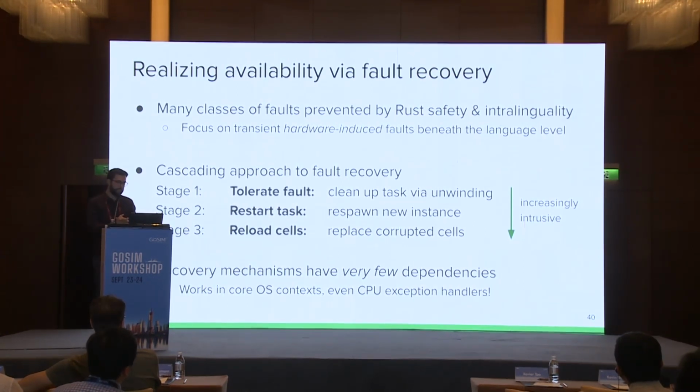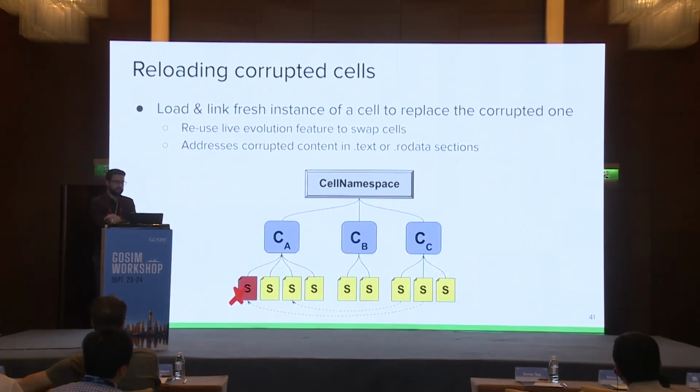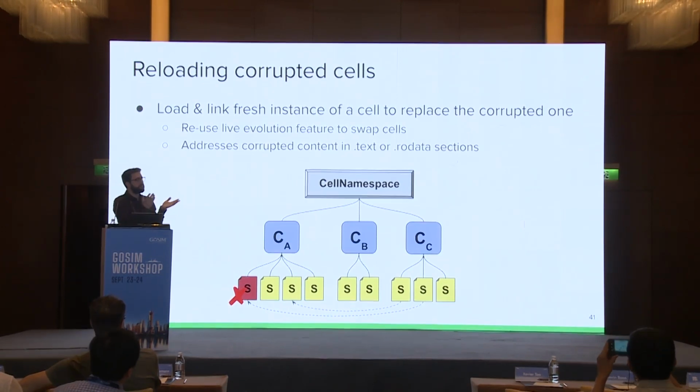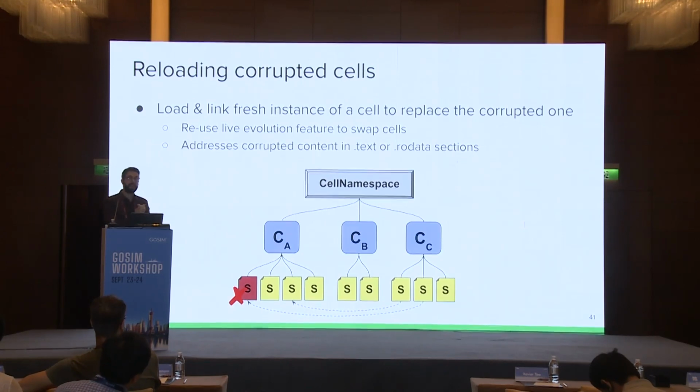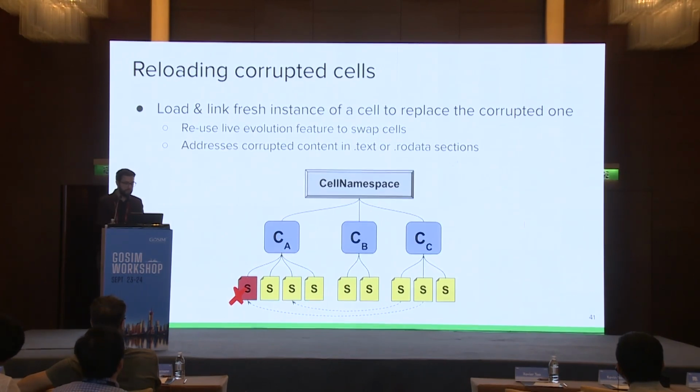Something I want to highlight here is that these mechanisms for recovery have very, very few dependencies, right? So you can actually run them in a CPU exception handler, which is pretty strange. So here's just a quick and dirty diagram of how this might work. So let's say a fault happens, right? You had a random bit corruption occur that made you have an invalid instruction. So now we're in the CPU's exception handler for invalid opcode or something like that, right?